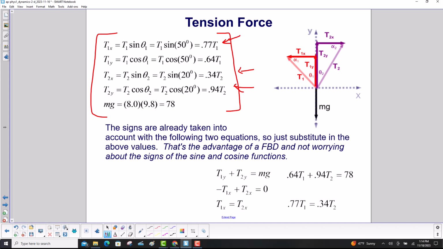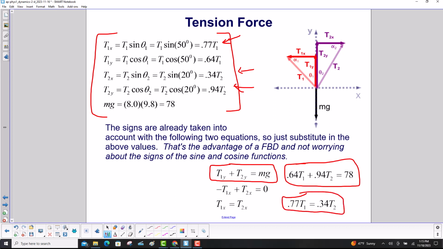The signs are already taken into account with the following two equations, so just substitute in the above values, the magnitudes. Once again, that's the advantage of a free body diagram and not worrying about the signs of the sine and cosine functions. So here's our T1y plus T2y equals mg. That fits in over here, and then T1x equals T2x, we just put that like this. So that all came from the upper left-hand corner.